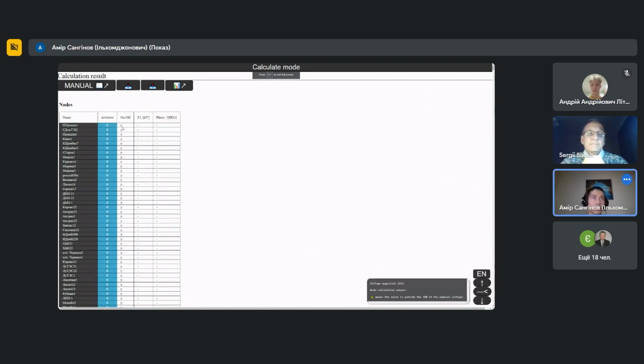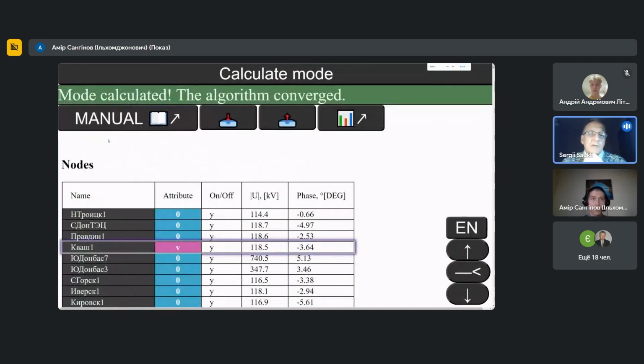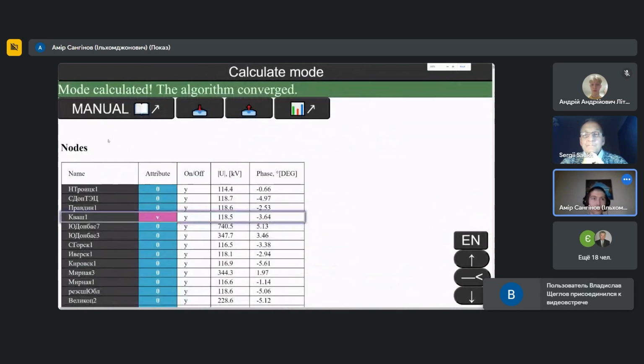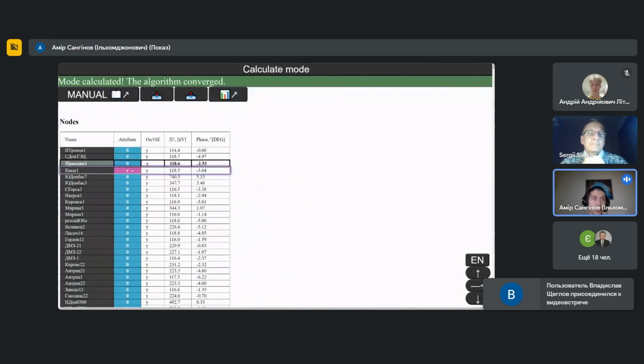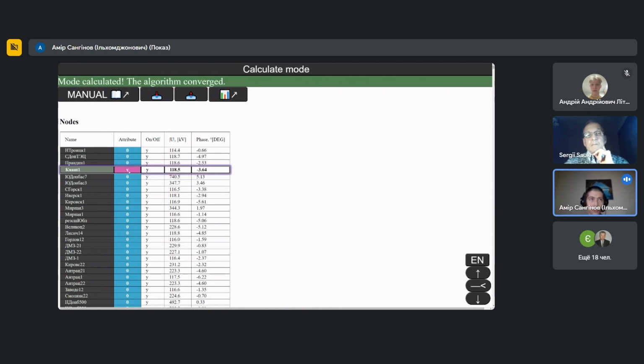So here's an example. I will calculate some mode. It's not possible to see anything in this table. Don't worry, we will see the graph soon. So here I have changed the attribute, and you can see in the tooltips on the right that there are 3 types of nodes. The first is a node with a load. The second one is with a fixed voltage magnitude. And the third one, the pink one, with a fixed voltage vector. So it's denoted as V.